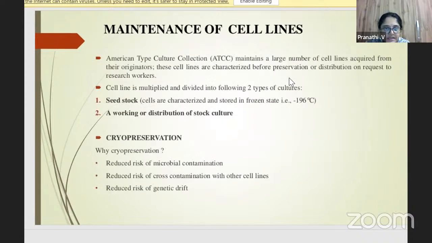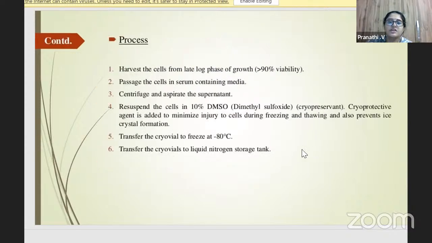How are you going to maintain these cells for studying? By cryopreservation. After you harvest it, you use a culture with DMSO, which is a cryopreservant, around 10% of it. This is added so that it minimizes the injury to the cells during freezing and thawing. Also, if there is ice crystal formation taking place, the cell is going to burst.